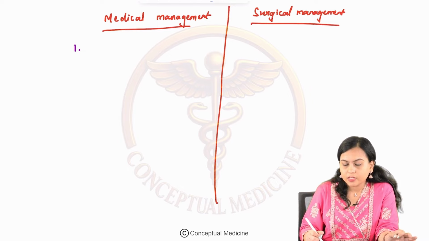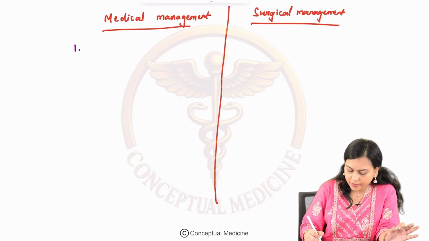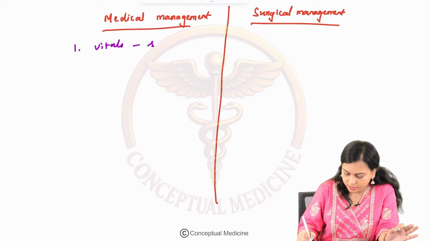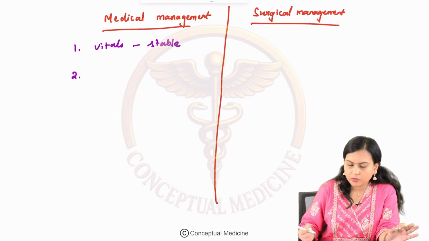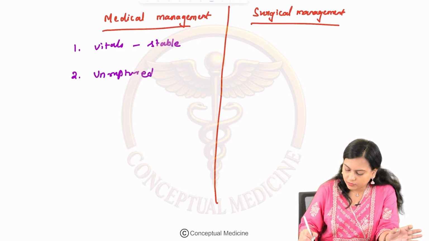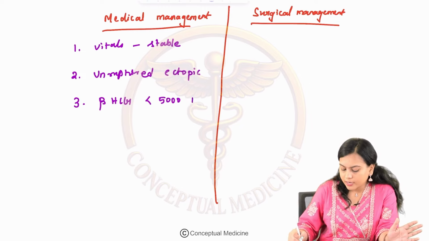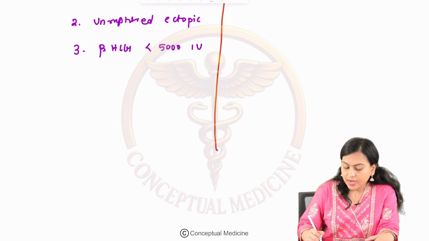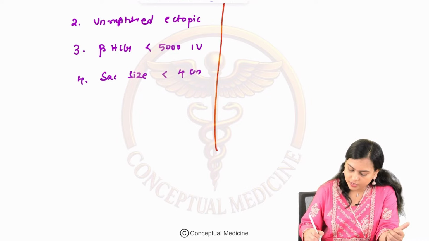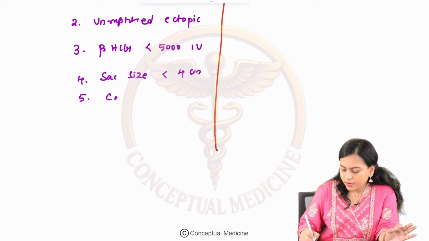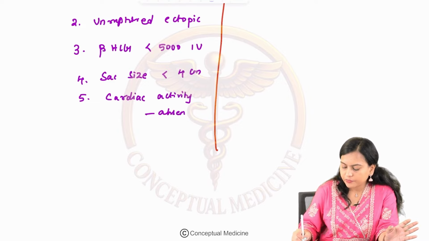See, for medical management, the patient should be stable first, right? So, the vitals are stable in the patient. And it should be an unruptured ectopic. And if you go for investigations, the beta HCG value should be less than 5000 international units. And in the ultrasound, the sac size should be less than 4 centimeter. And definitely the cardiac activity should be absent. Cardiac activity absent. Simple.